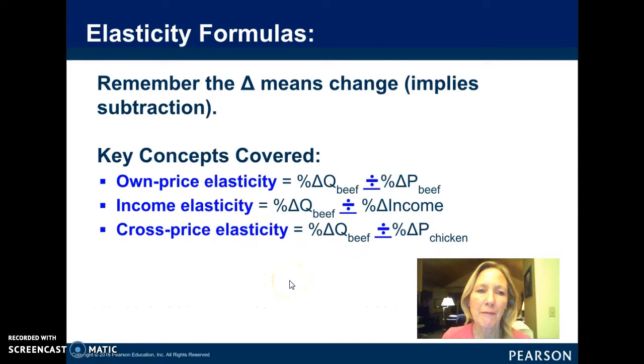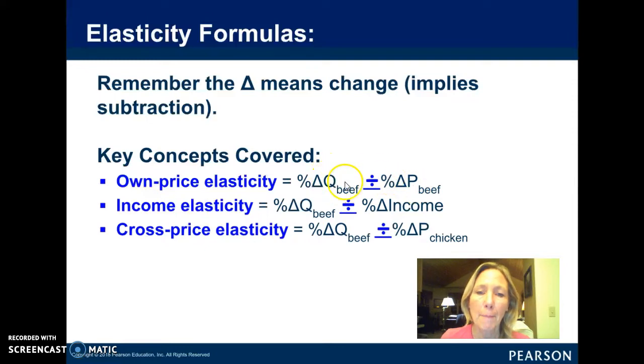So we have some very interesting formulas, and there are 3 basic elasticity calculations we're going to do in Chapter 5. The first one the book calls own price elasticity. A lot of times I just call it price elasticity, so you're going to get used to me saying that. And then remember your Greek letters, the delta means change. So own price elasticity is the percentage change in quantity demanded divided by the percentage change in price.